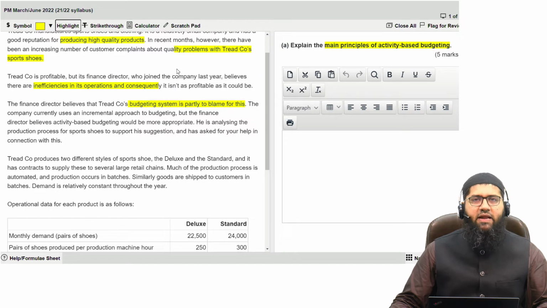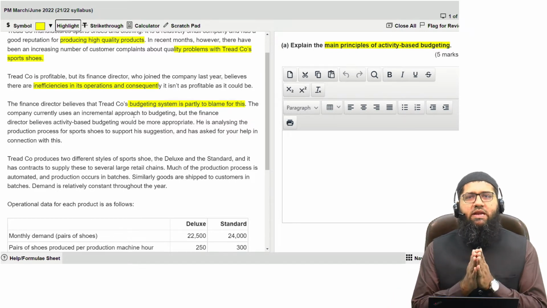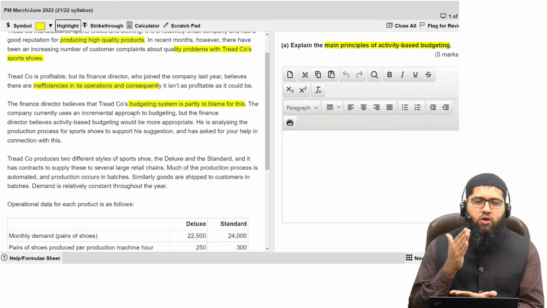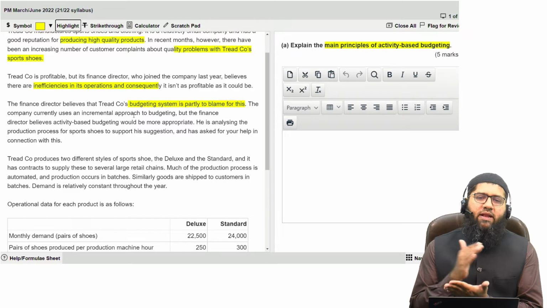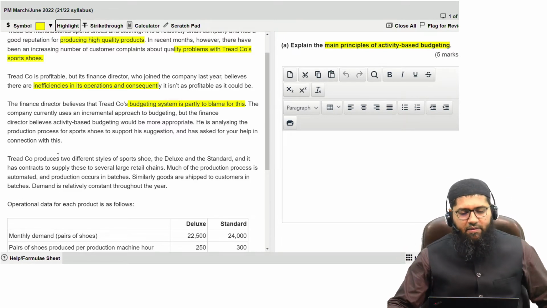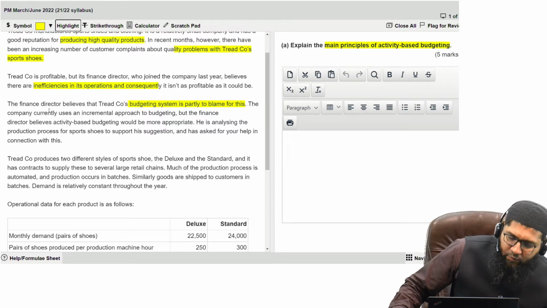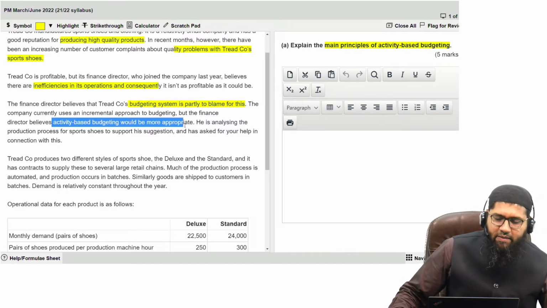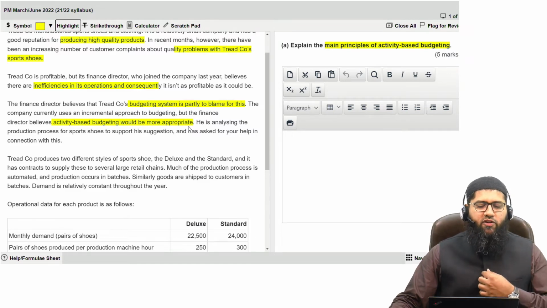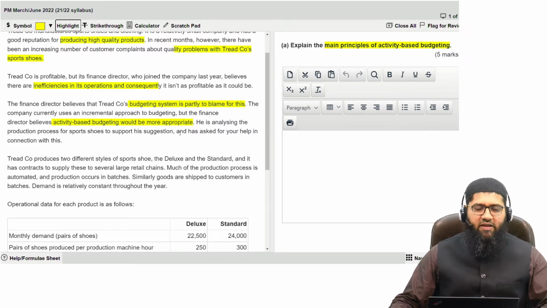Now, it says the company currently uses an incremental approach to budgeting. You do know what an incremental approach to budgeting is: you use the current year's budget and incorporate adjustments to it so that you end up reaching the next year's budget. But the finance director believes activity-based budgeting would be more appropriate. He is analyzing the production process for sports shoes to support his suggestion, and he has asked you for help in connection with this.